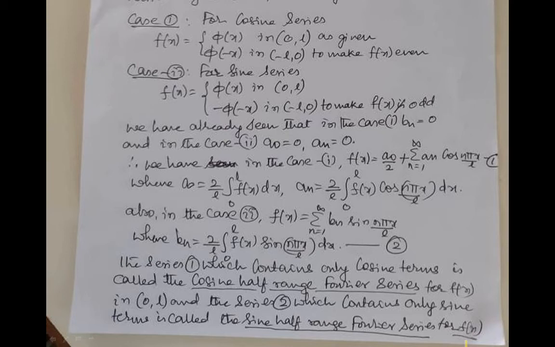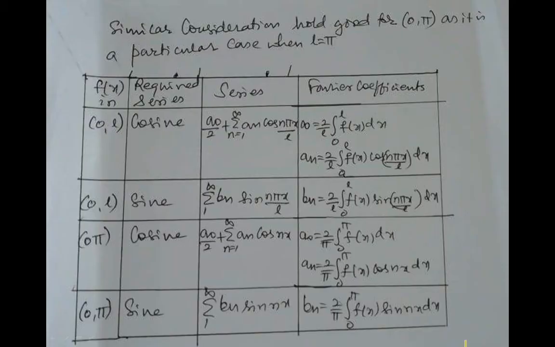There is no such huge change. A little bit of change has happened. Only the interval is between 0 to L instead of 0 to 2L. Otherwise, all the rest of the conditions are the same. Refer to this table. Similar consideration holds good for 0 to pi, as it is a particular case when L equals pi. If L is replaced by pi, the first and second conditions are between 0 to L, and the third and fourth conditions are between 0 to pi. Refer to this condition very closely. This will help us go for some of the examples in the next class.